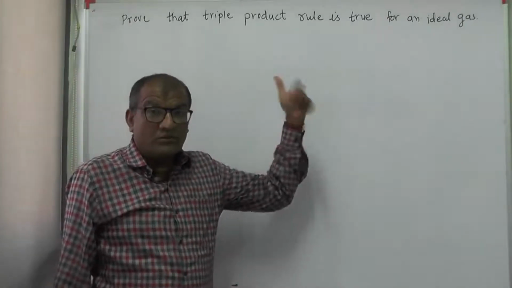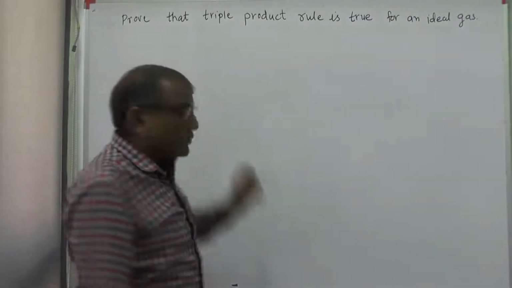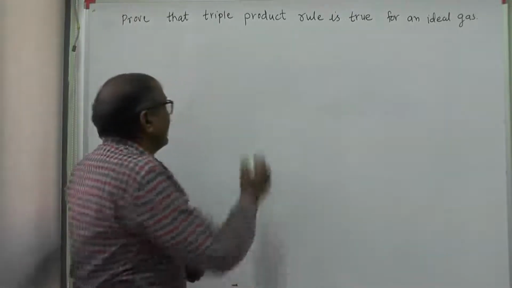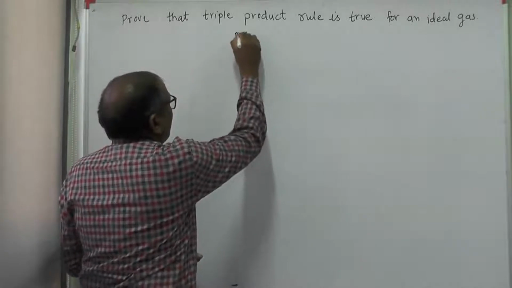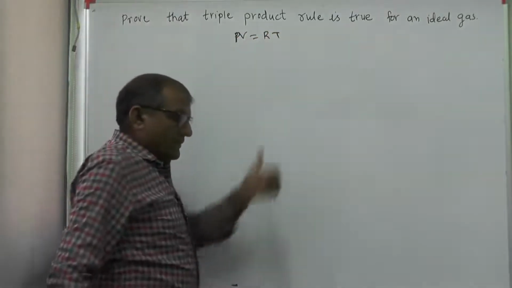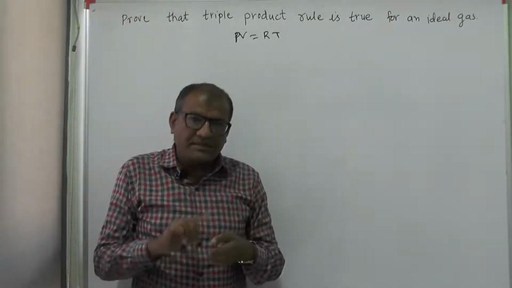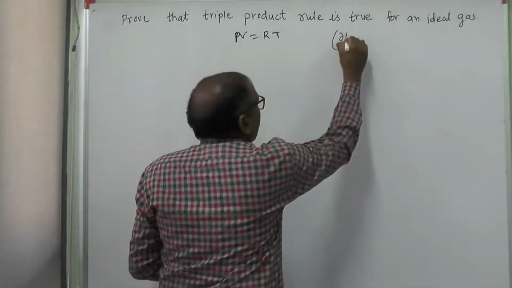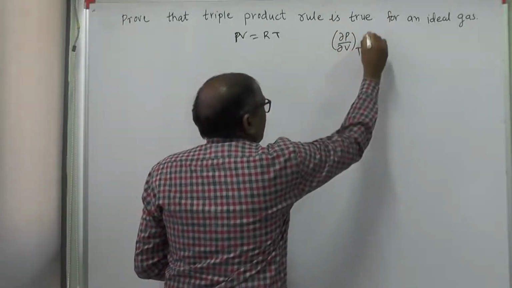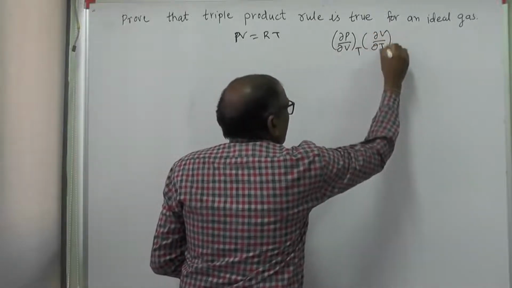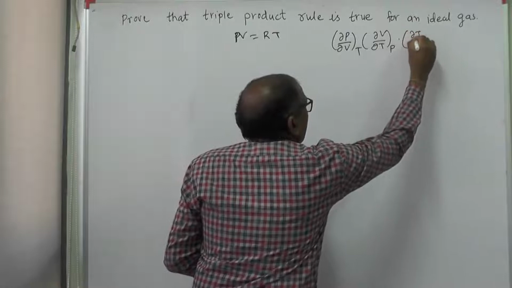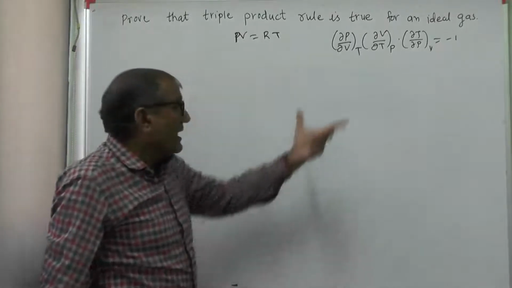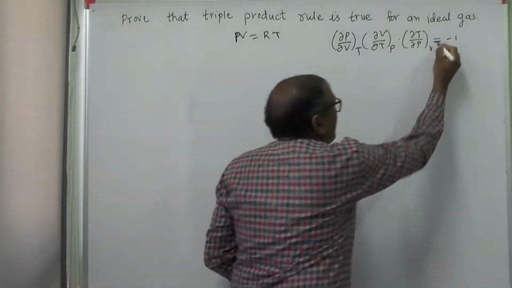We are going to solve one more problem. The statement is: prove that the triple product rule is true for an ideal gas. Any ideal gas can be written as PV equal to RT. If I am considering three variables P, V and T, then if I apply the triple product rule, it would be del P over del V at constant T, del V over del T at constant P, and del T over del P at constant V equal to -1. I have to prove this equation is true.